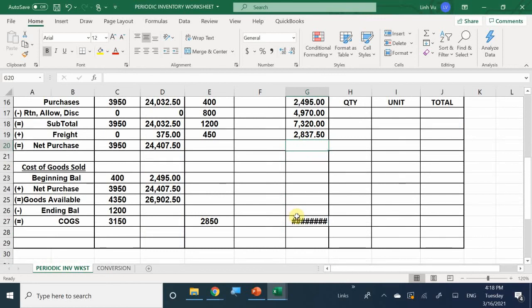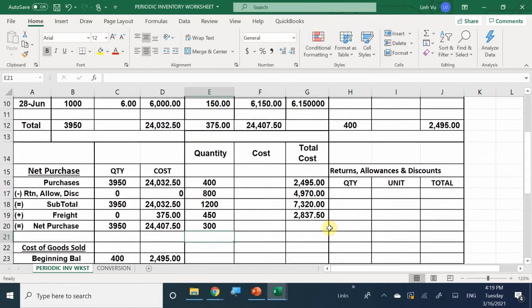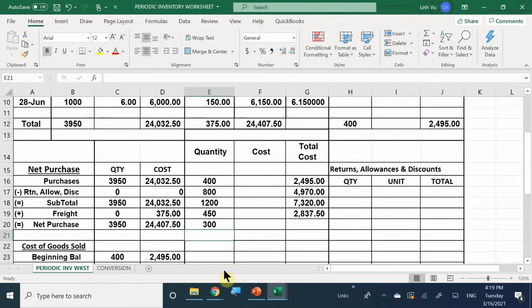How many more do we actually need to sell? 300. We need to sell 300. Let's see, 300 gives you exactly 3,150. Now let's take a look at our batches. Which batch do we have left? The 20th. We'll take 500, so then we'll subtract the 200 we need from there at the cost at 626. Okay, so in this case, we're not going to subtract it out because we need those 300 items.